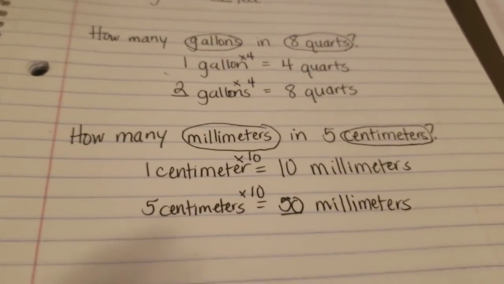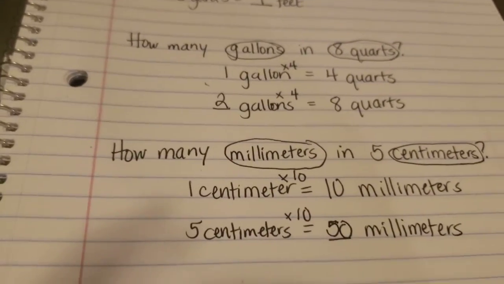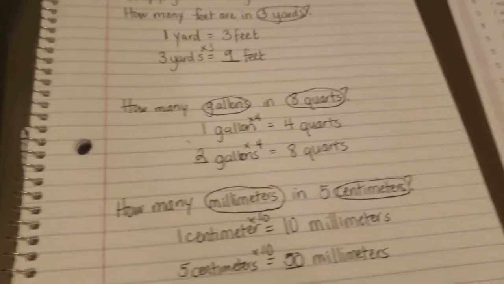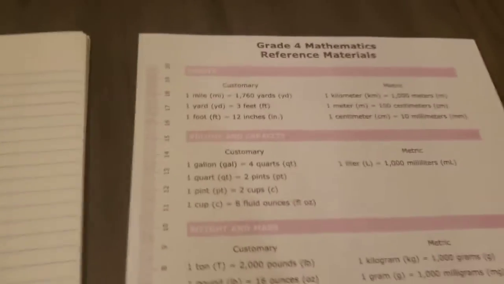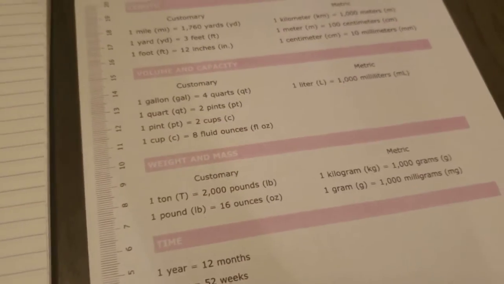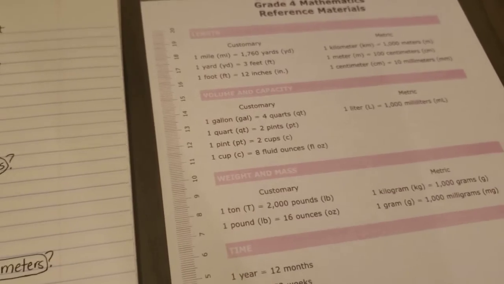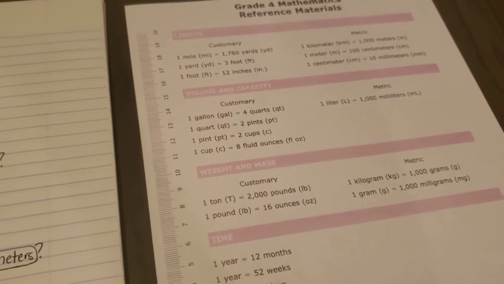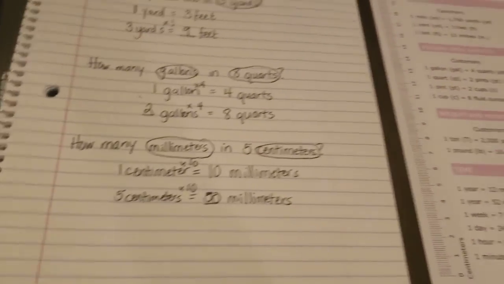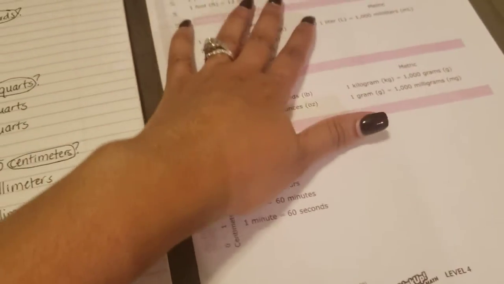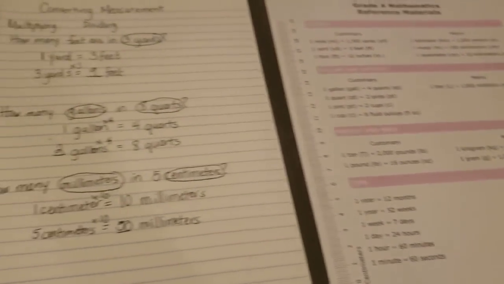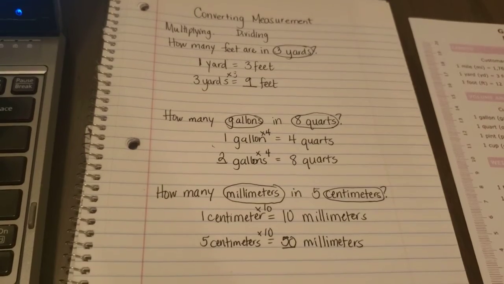Now, I could go on and on with this, kiddos, and I think you probably got it by now. Basically, whatever your 2 words are, you look for those same 2 words on the chart. That's the easiest way I can explain it to you. But now I want you to practice it. I have some practice problems for you to practice using your chart, so you can practice converting measurement.